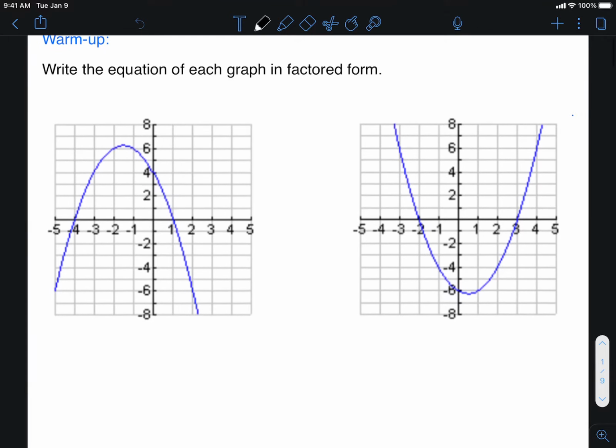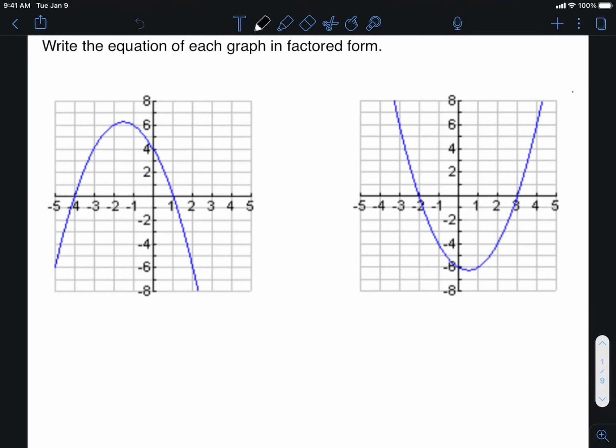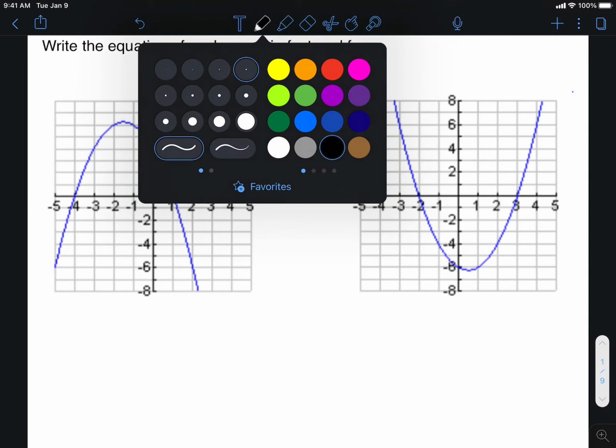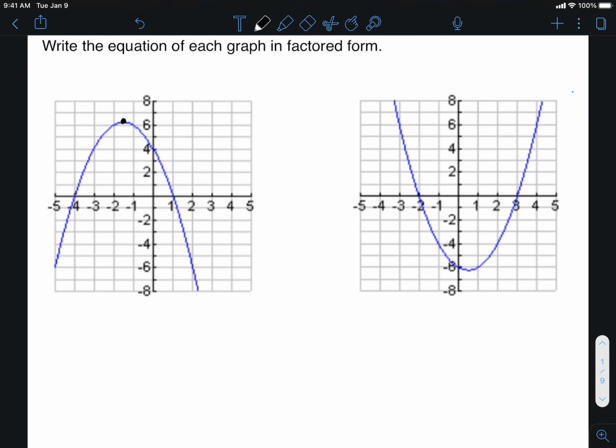What we would have seen some of last week is at least identifying what the x-intercepts are, right? And so we could look at this graph and say, okay, well, there's the vertex, and there's a y-intercept. We're just trying to identify all the key features about this graph, right? And then we found the two x-intercepts.